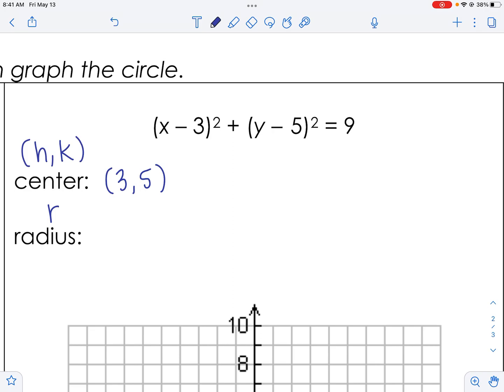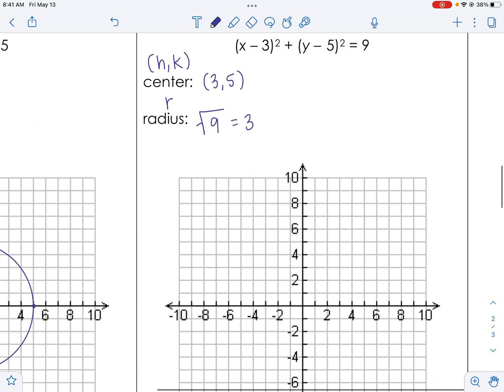So our center is at 3, 5, and to find the radius, I'm just going to square root that r squared. So the square root of 9 makes our radius 3. And then once you've done that, you've done the hard part. So now I'm just going to graph it.